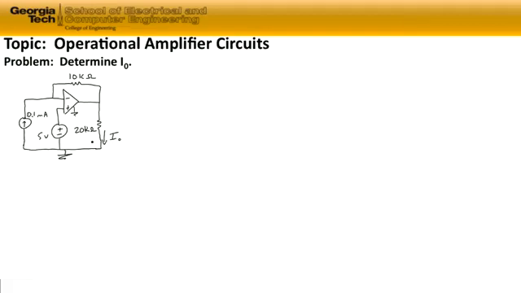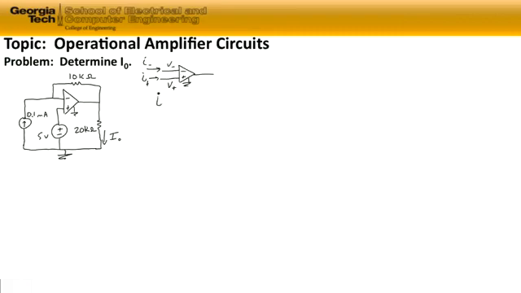So to solve this problem, we start with the properties of an ideal op-amp. So we'll draw the symbol for an ideal op-amp first. It has two inputs, it has an output, it has a ground, internal ground, and each one of these inputs has a current associated with it, and each one of these inputs has a voltage associated with it, an inverting and non-inverting input.